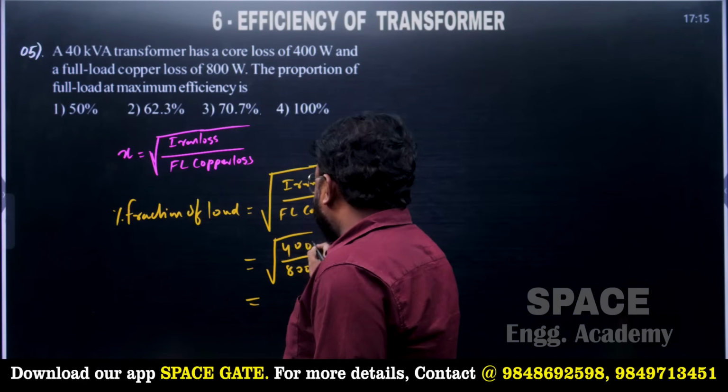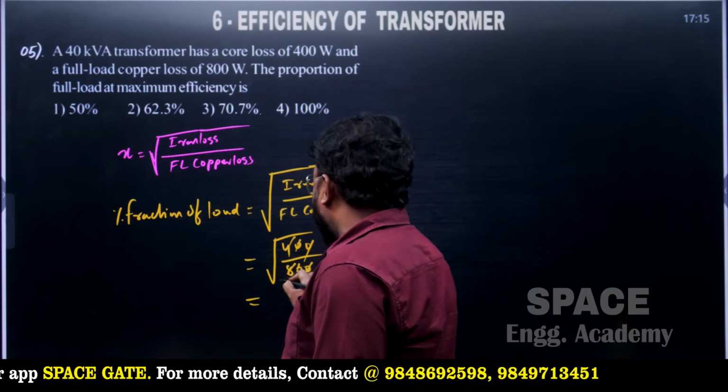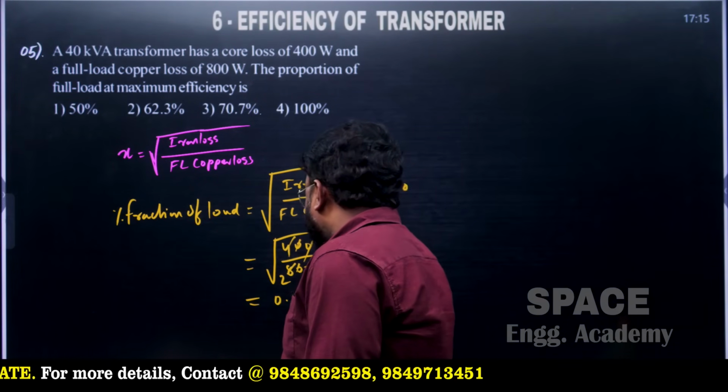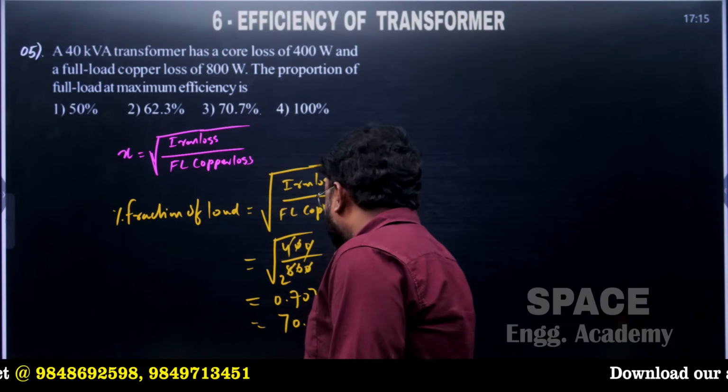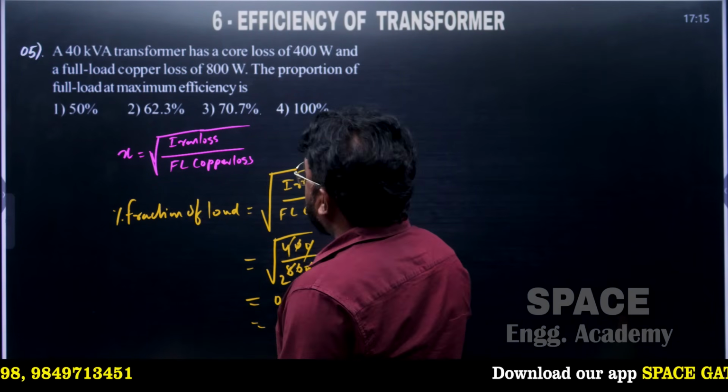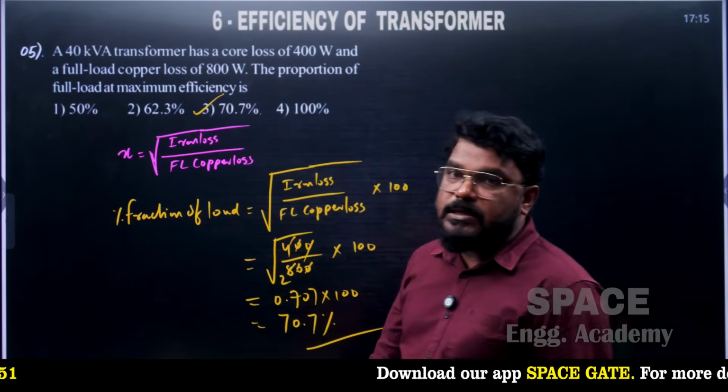So now the zeros cancel, 4 into 2 equals 8. So 1 by root 2 is 0.707, into 100. So this value is 70.7%. So the answer is option number 3.